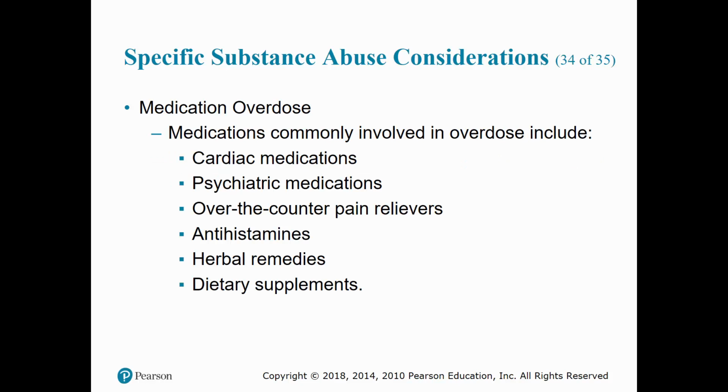Accidental overdose typically occurs when the patient does not understand the prescription instructions and takes too much of the drug, or the patient is forgetful and mistakenly takes the drug more often than needed. Patients who are on many different medications might have synergistic drug interactions when adding a new or over-the-counter medication. Medications commonly involved include cardiac drugs, psych medications, antihistamines, herbal remedies, and even dietary supplements.